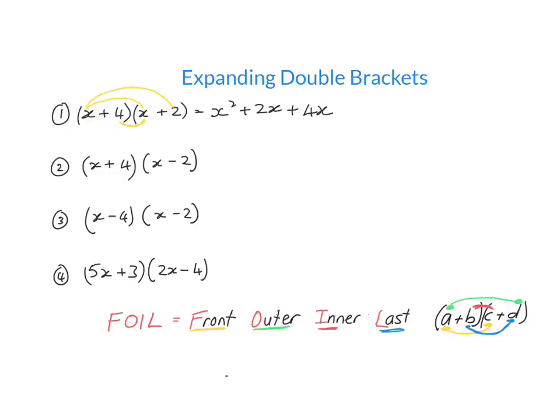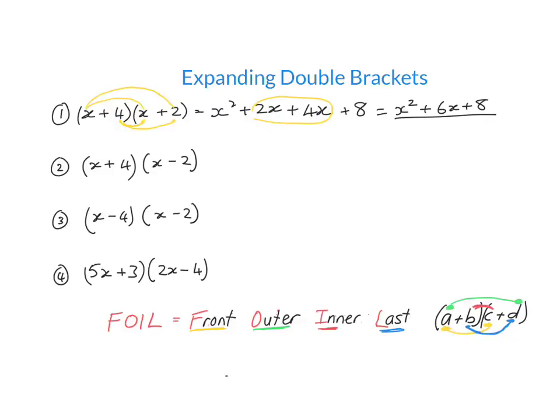And lastly, I multiply. Now make sure you multiply. You're not adding these, you're multiplying the last. So the last number in this bracket and the last number in that bracket, we multiply 4 times 2. So that's going to be plus 8. And then we can tidy this up a bit. We can simplify. I've got 2x's and 4x's, so this would simplify to x squared plus 6x plus 8 as my answer.